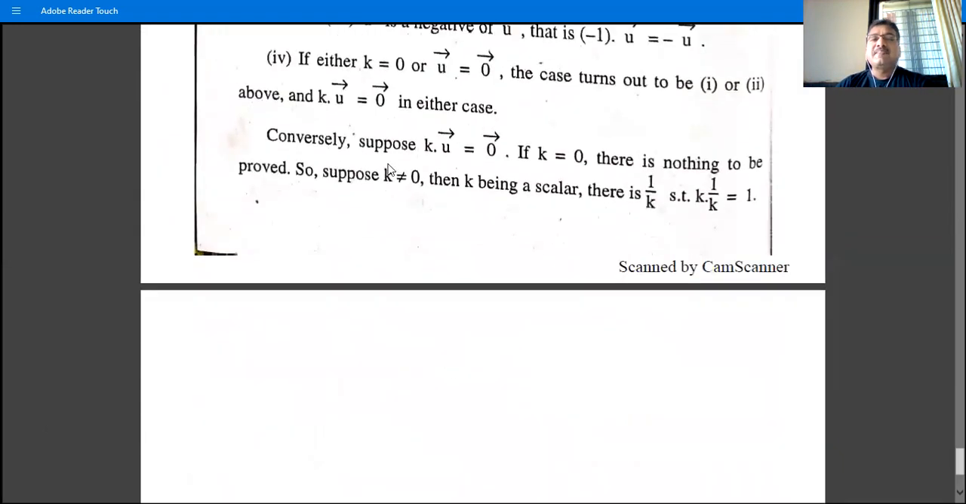So conversely suppose ku bar is 0 bar, and what we have to show is either k is 0 or u is 0. But if k is 0, then there is nothing to prove, because we have to show either k is 0 or u is 0. So we assume that k is not equal to 0. Then k being a scalar, there is a 1 by k, that is, k into 1 by k is 1. So if k is not equal to 0, then 1 by k exists.